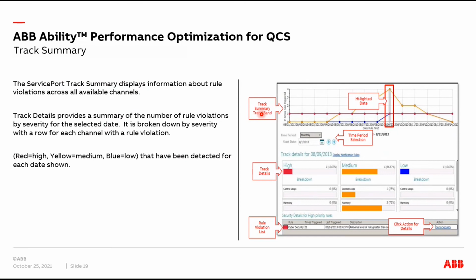So this is the track summary. The track summary screen shows all trends being monitored and allows the user to choose specific trends to analyze further. If, for instance, a trend appears to be outside desired operating parameters. There are three types of severities: high, medium, and low. Red is high, yellow is medium, and blue is low.